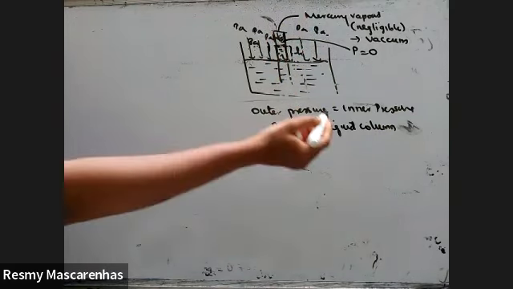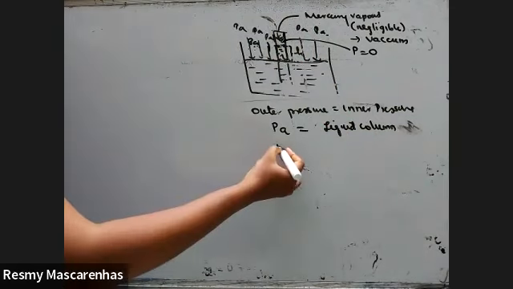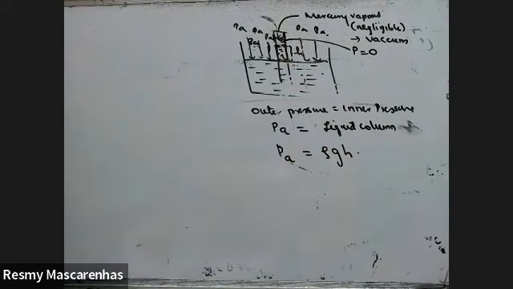So just now we have derived one formula. What is the pressure for a liquid column? That is given by the formula rho gh. Any liquid column will always have the pressure given as rho gh.